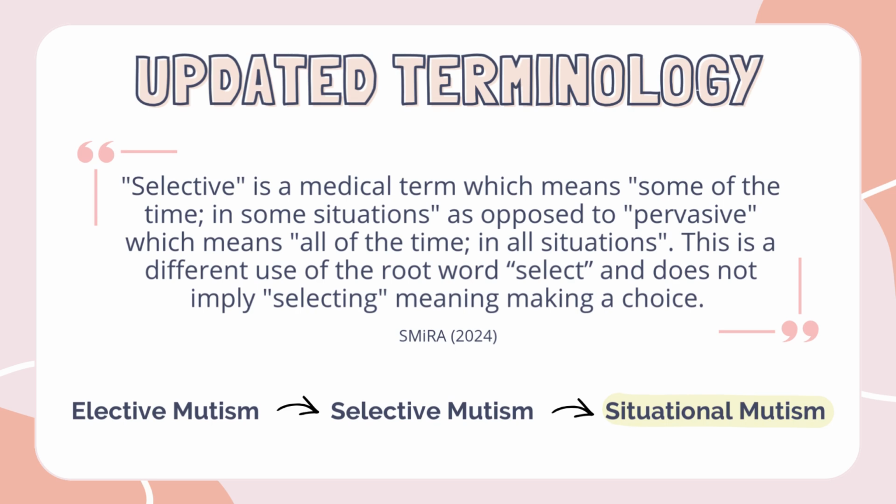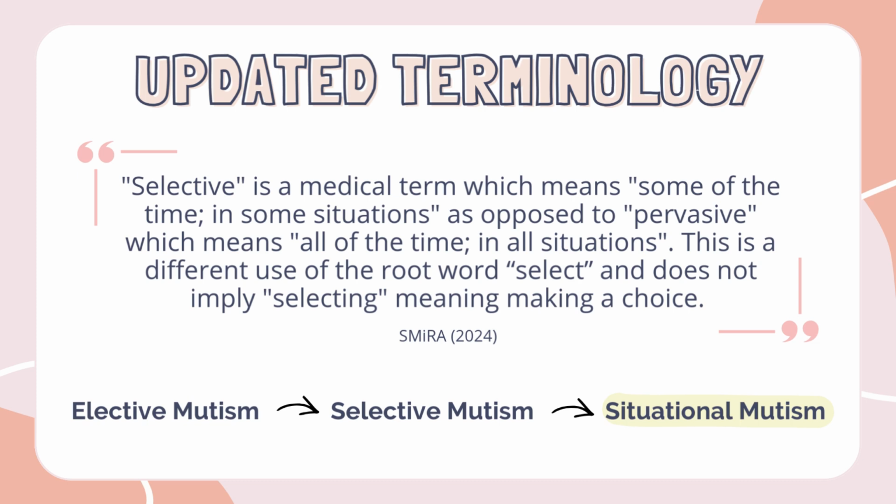The terminology used to describe this disorder has changed over time. There has been a recent development to update the label from selective mutism to situational mutism, because selective implies that the child is selecting to not speak. As expressed by the Selective Mutism Information and Research Association, selective is a medical term, which means some of the time in some situations, as opposed to pervasive, which means all of the time in all situations. This is a different use of the root word select and does not imply selecting, meaning to make a choice. It is important to understand that children with SM are not choosing not to speak. It is based in anxiety and not defiance.